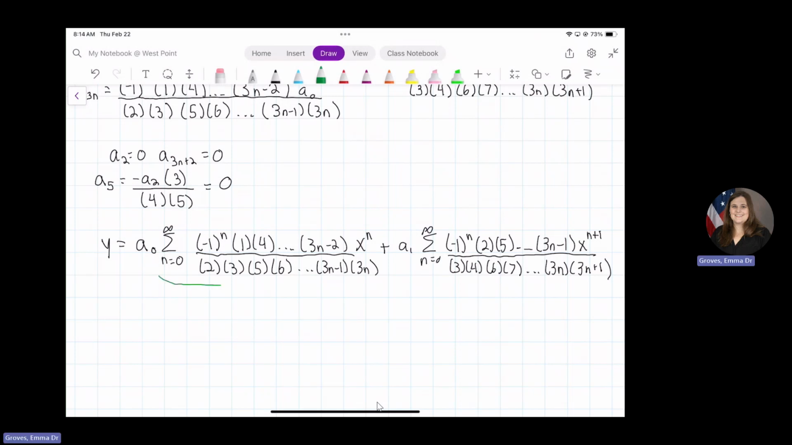If I call this y1 and this y2, so it's everything but those constants out front, I've just found that y equals a0 y1 plus a1 y2. So for all these second order linear differential equations, haven't we been trying to find a constant times a function plus a constant times a function to make a fundamental set for our differential equation? Yes, we have. That's been our goal, even if you have not realized that's been the goal.